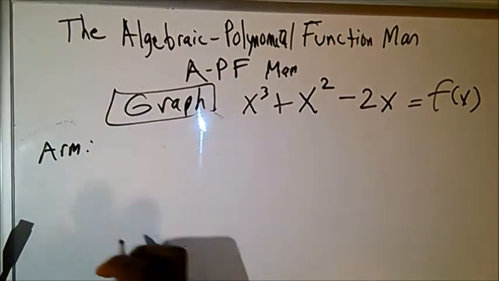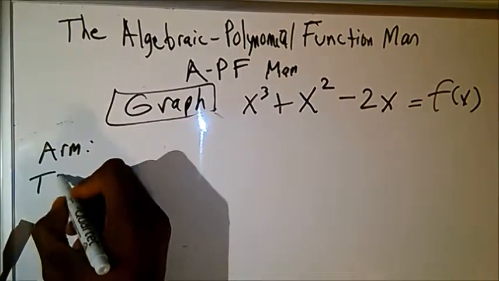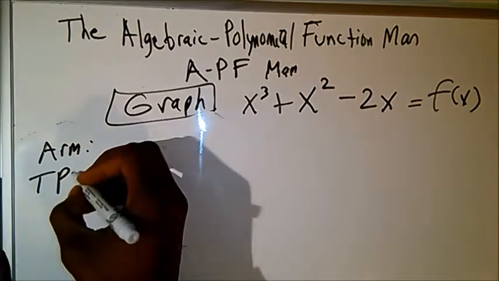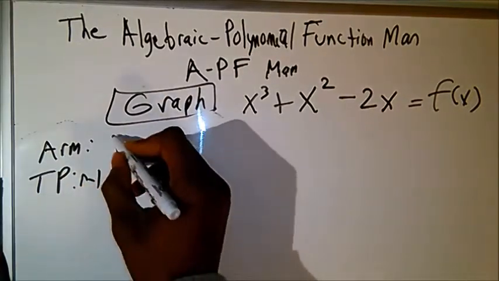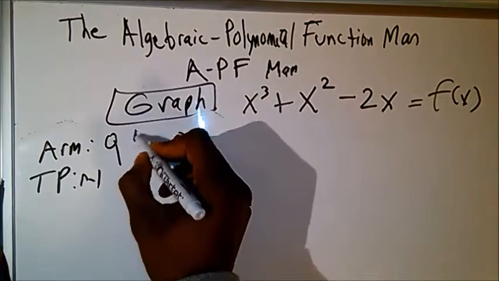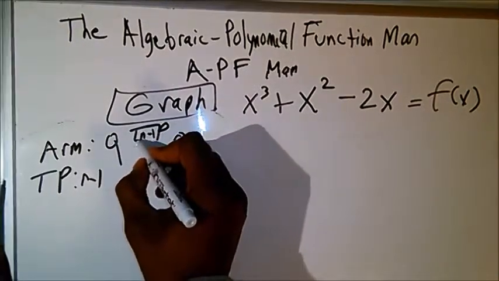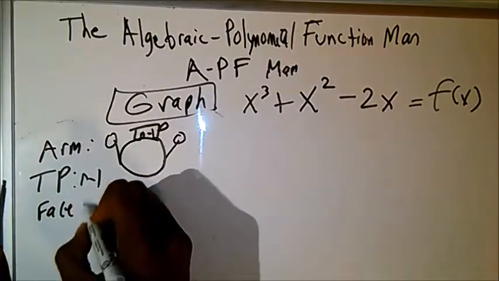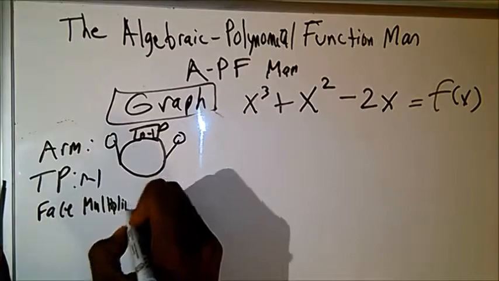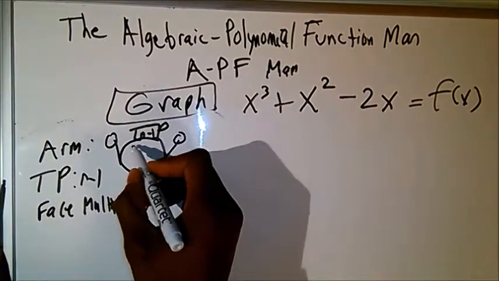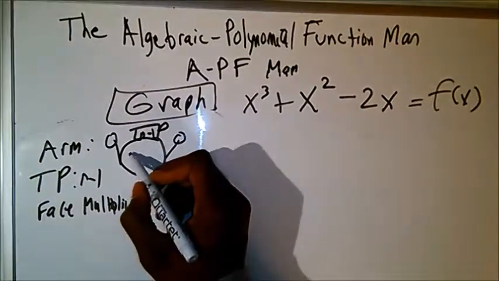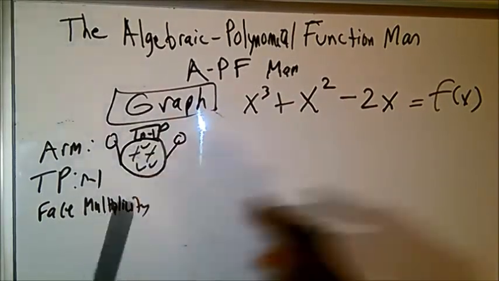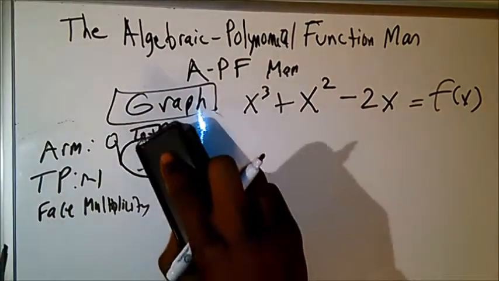The second thing we need to do is find our teapot, which equals n minus 1. So we find our arms, then we find our teapot, n minus 1, and then we find our face multiplicity. We don't know if it crosses over here, how many times it crosses over, how many times it smiles. We don't know yet, but we're going to find out. So we determine what our face is.